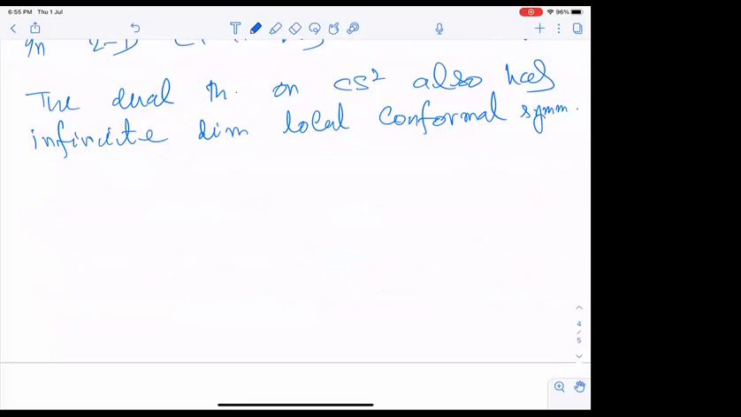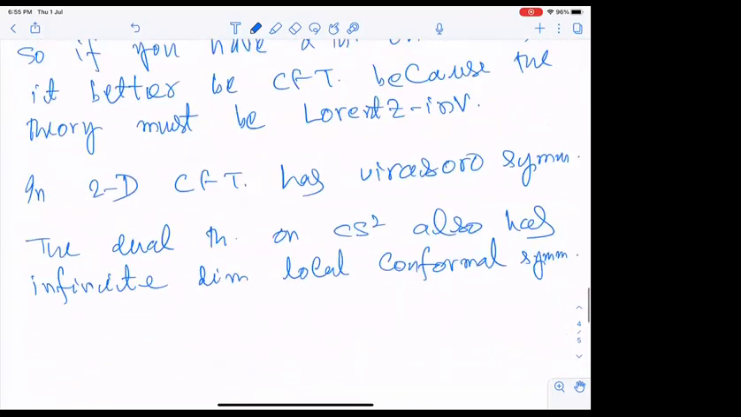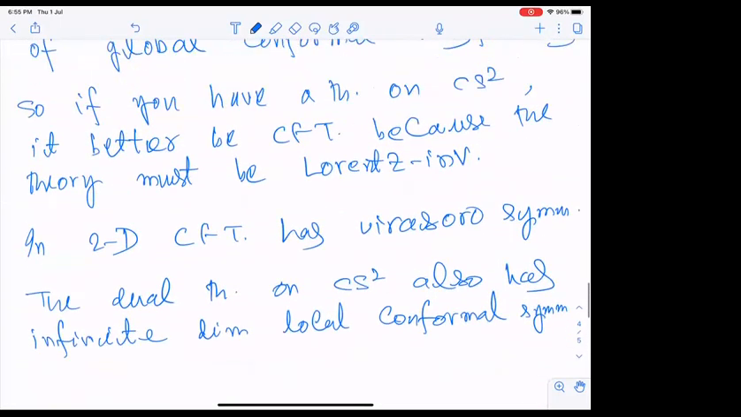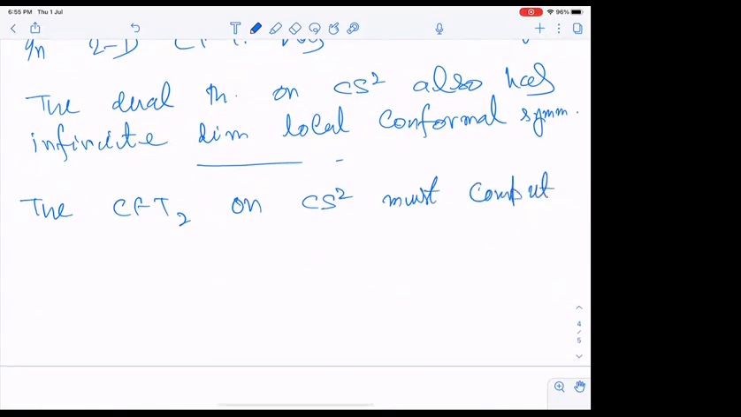I take it as known. Okay. So now, this is essentially the thing. But now the point is, what is the statement? The statement is that the CFT2, the two-dimensional CFT on CS2, must compute the S matrix in four-dimensional asymptotically flat space-time.